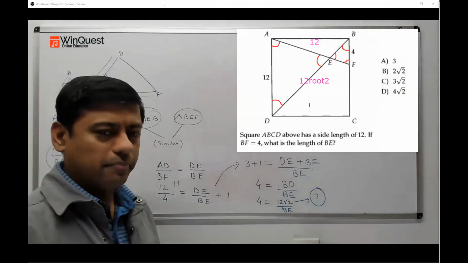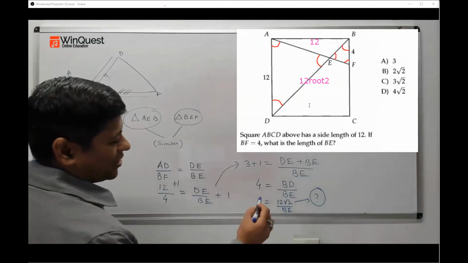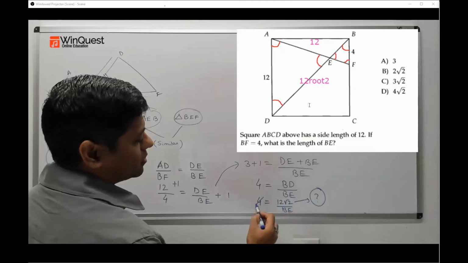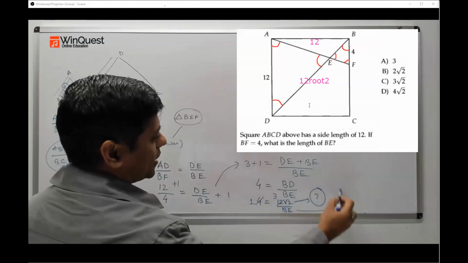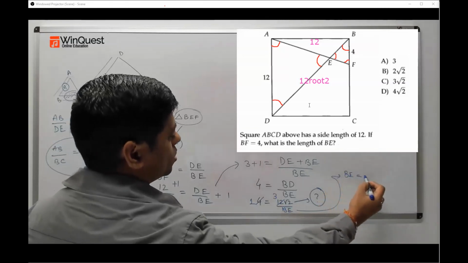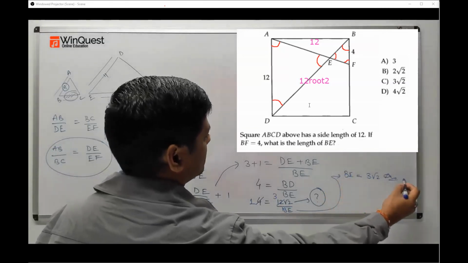Okay, I am still hoping that you guys are in the flow. Now, dividing both sides by 4, this is 1 time, this is 3 times. So finally you get BE equals 3 root 2, and that is your answer.